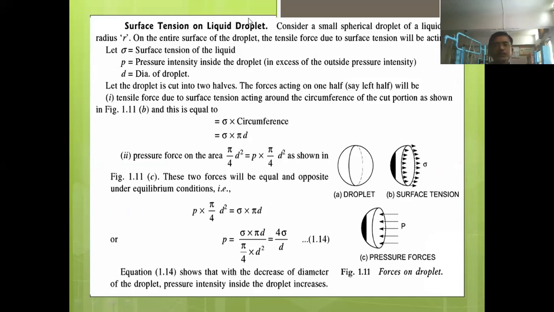When any liquid forms a droplet, how do we find out the surface tension, or because of the surface tension, how the pressure intensity is going to increase inside the liquid droplet. Then how to find out that increase in pressure intensity in the liquid droplet. And then we'll see two other derivations for surface tension. Now here, the surface tension acting on the liquid droplet. We have denoted surface tension by the letter sigma, and it is nothing but force per unit length.